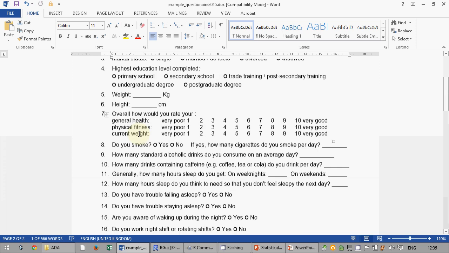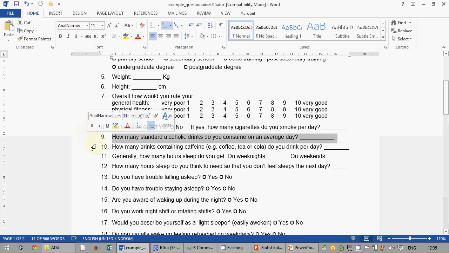Okay, let's go back to the questionnaire. How many standard alcoholic drinks do you consume on an average day? This is honestly not a clear question. What do you mean by standard alcoholic drinks? Let's take, for example, a beer, 1 liter of beer. Is it a standard alcoholic drink? It's not the same as 0.2 liters.